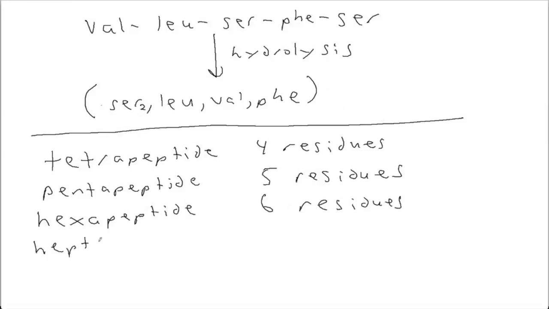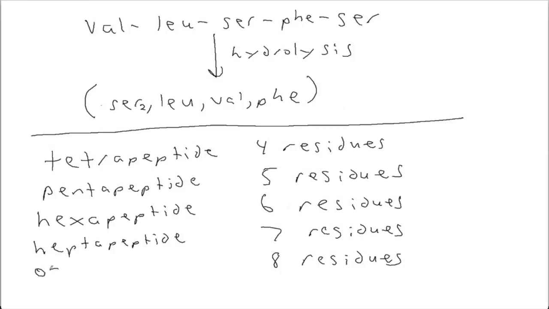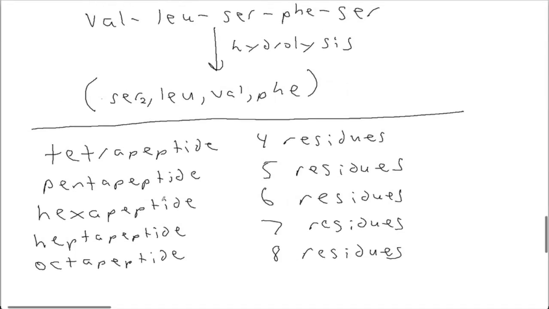Hepta means seven. How about eight? Octapeptide? Okay, that might be as far as we need to go. So those are terms you might see on these types of problems as a digression. You have that down? Yes. All right.